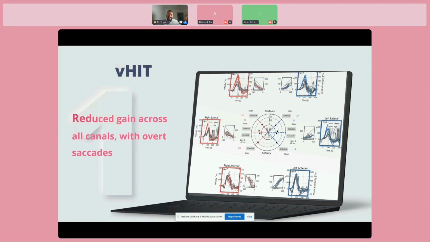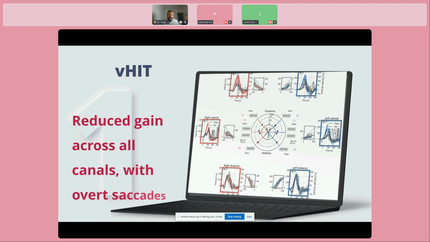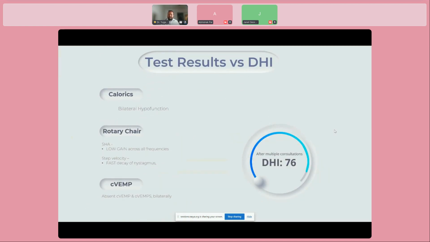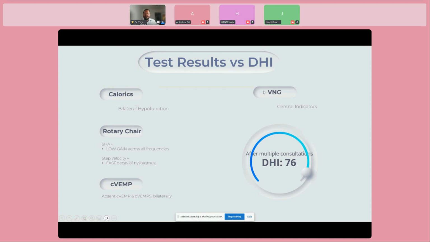It could be due to several reasons. And you're looking at the odd saccades. So now let's look at these pieces separately. Caloric is indicating hypofunction, could be peripheral, bilateral, and rotary chair significantly indicating peripheral. VEMPs are absent bilaterally, again indicating peripheral. However, the VNG was indicating central.